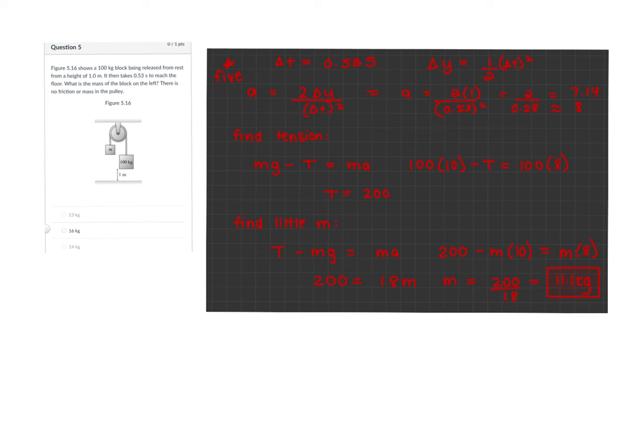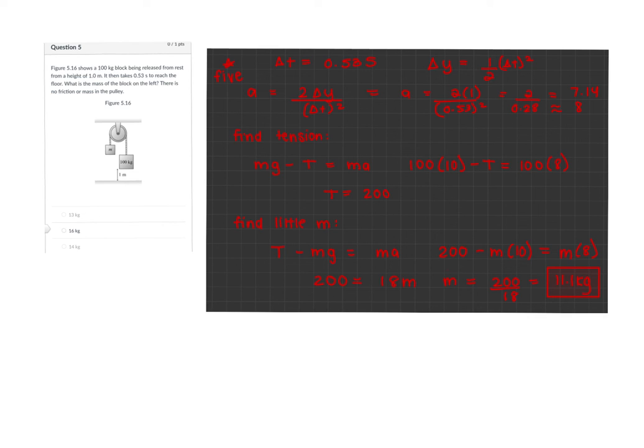and we're going to make it 8. So to find the tension, we do mass times the gravity minus the tension equals mass times the acceleration, which is, in this case, the mass is 100 times gravity, which is 10, minus T equals, again, that mass 100 times 8, which is our acceleration, so T equals 200. So that's the tension going to the right.